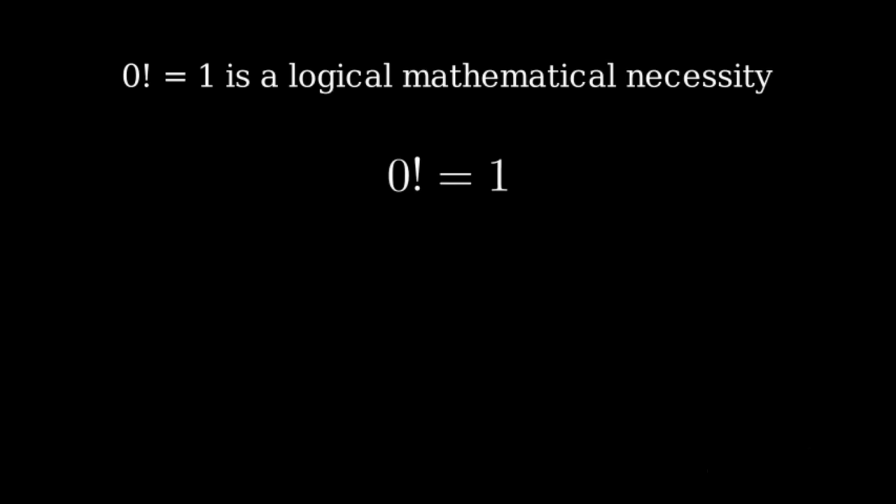This coherence across multiple mathematical frameworks demonstrates why 0 factorial equals 1 is a fundamental truth rather than an arbitrary definition. It's essential for maintaining the integrity and elegance of mathematical systems.